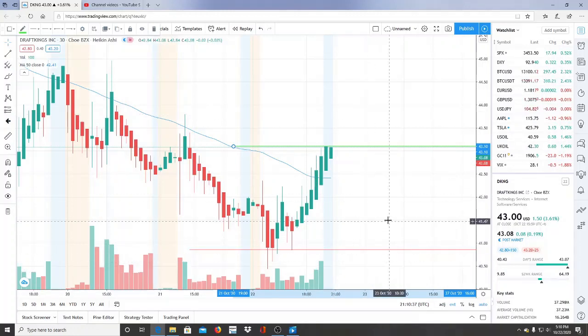For the bulls to continue this run, they need to break through this resistance. That's 43.10. They need to turn that into a support and break away from it to reach newer highs and newer resistance levels. Super important for the bulls.